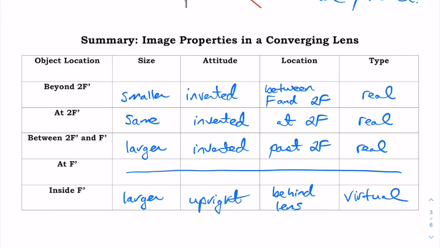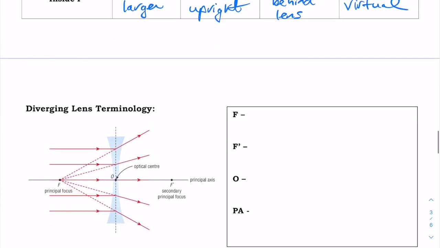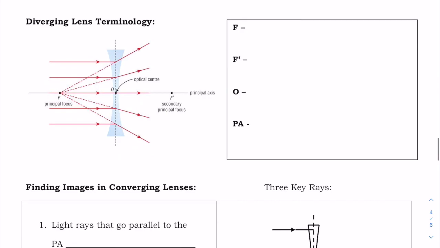Okay, everyone, that's about half the lesson. That's converging lenses. Now we're going to go on to diverging lenses. This is what a diverging lens looks like. I'll just kind of draw over it here to make the shape clear.